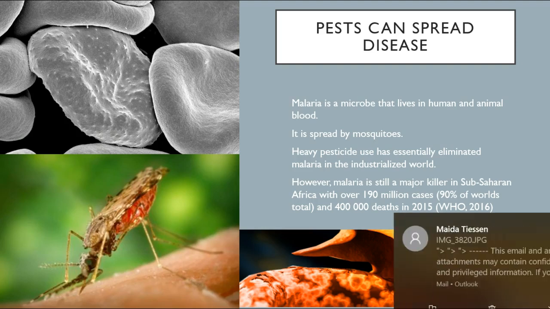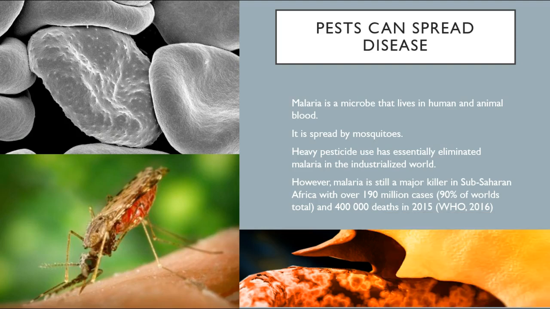Pests spread disease. Malaria, for example, is a microbe that lives in human and animal blood. Take a look at this red blood cell. This is infected, and this is a healthy red blood cell. Now, a person with malaria can potentially die, and it also is a very debilitating disease, and it's spread by mosquitoes. In the industrialized world, heavy pesticide use has essentially eliminated malaria.